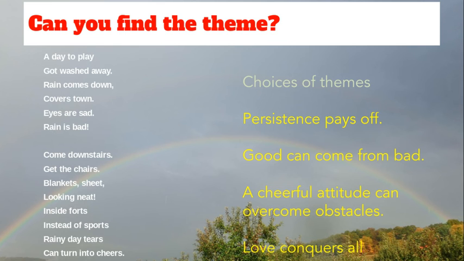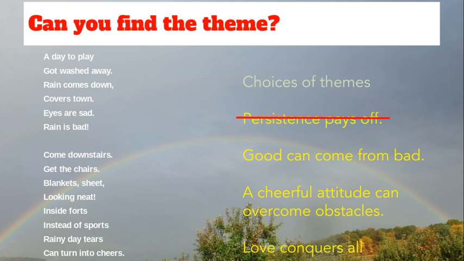What is this poem talking about? Well, persistence is when you keep at something and don't give up. So I'm wondering, does this poem talk about not giving up and making sure you keep doing something until it pays off? Does this poem have something bad and then it becomes good? That would be good can come from bad. A cheerful attitude can overcome obstacles. I mean, if you feel good about something, you can overcome things that are difficult. And how about the last one? Love conquers all. Does this poem talk about love?